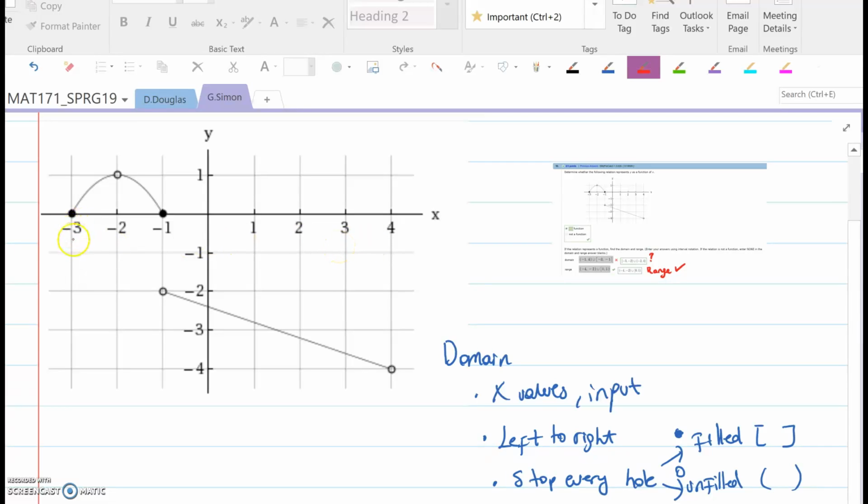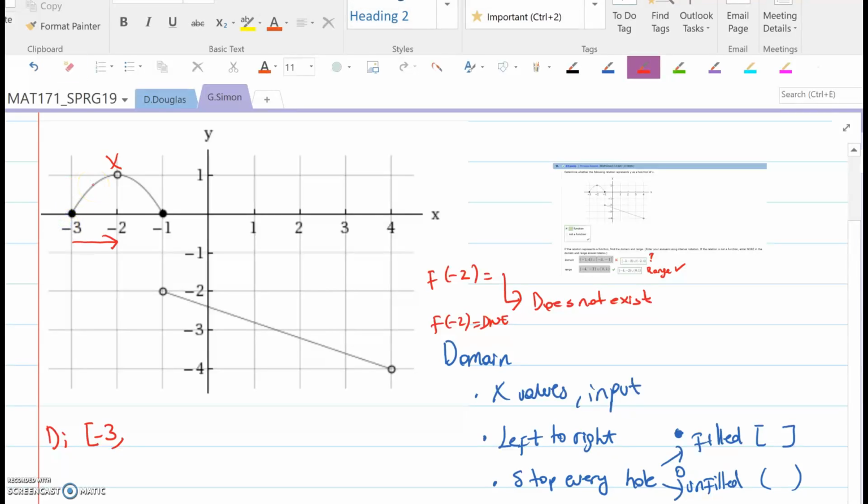So we're starting from -3 and we're going till -2 and we're stopping there because we have a hole. What does that mean? F of -2 does not exist, or sometimes we write it this way, DNE. So function doesn't have any value for -2, so I need to leave it as parentheses. But for domain, I'm starting from -3. I'm using bracket for -3 because it's a filled hole here. Then I'm stopping at -2 and it's parentheses.